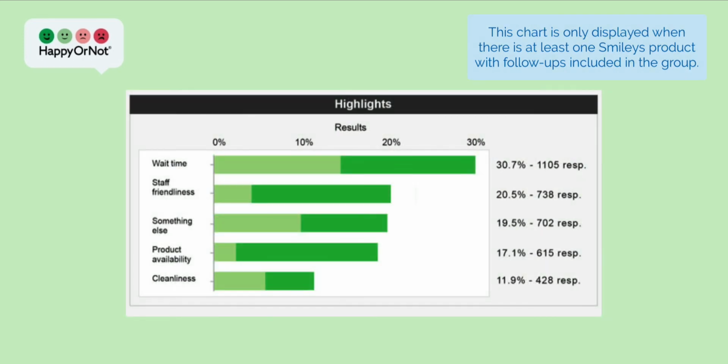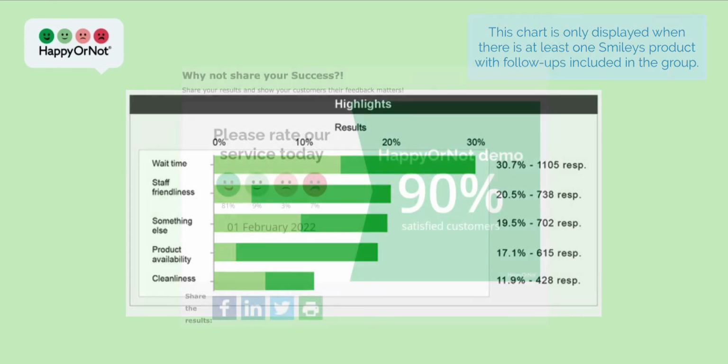The highlights chart shows the amount and percentage of responses of each follow-up option. Note that only happy and very happy responses to the main survey lead to these follow-up options.